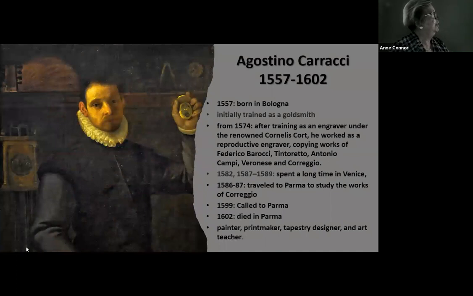The cousin, the elder of the two cousins, Agostino Carracci, was also born in Bologna and was initially trained as a goldsmith. As you can see in that self-portrait, he portrays himself as a watchmaker, which is interesting. Starting from 1574, he's going to become the most famous engraver of the three cousins. He will meet the Flemish engraver Cornelis Cort in Venice and study with him, and he is going to become one of the most famous engravers of his time.